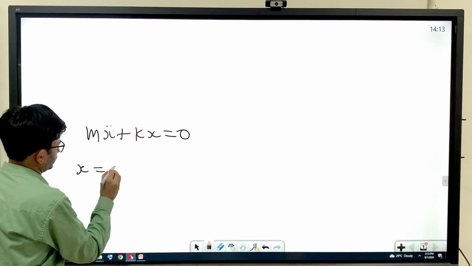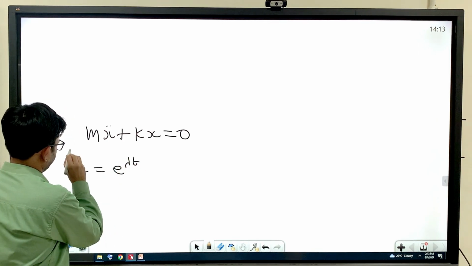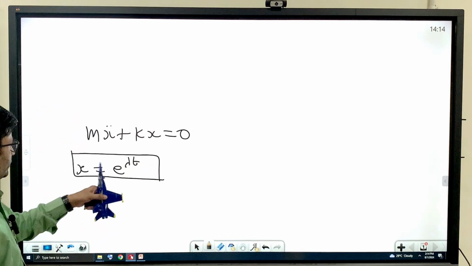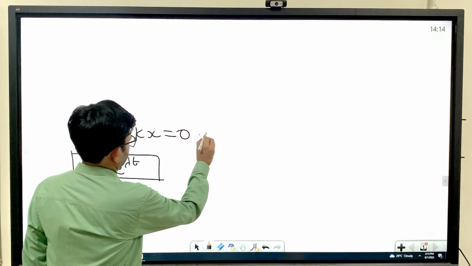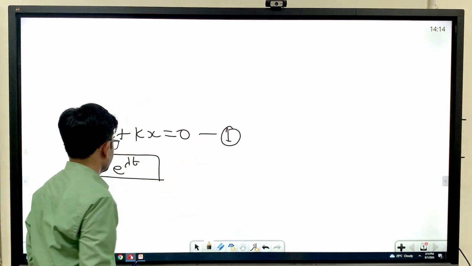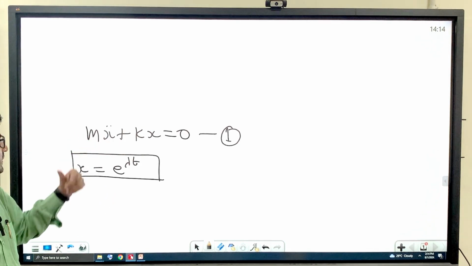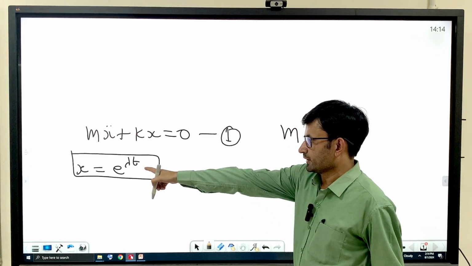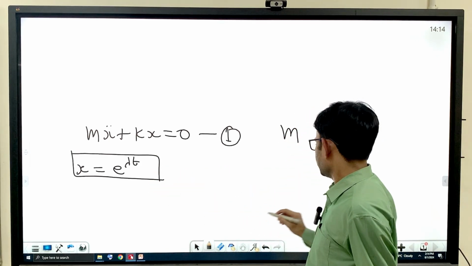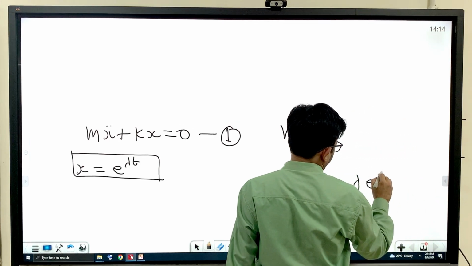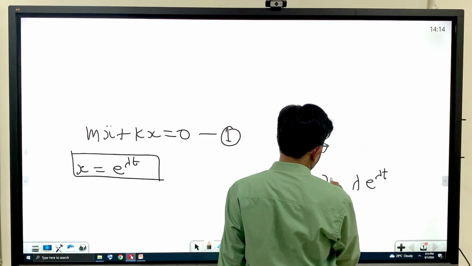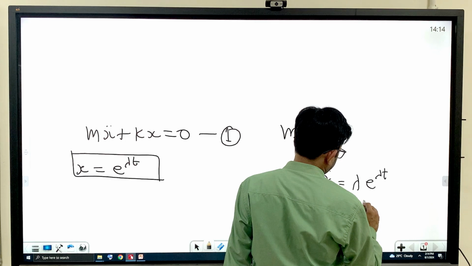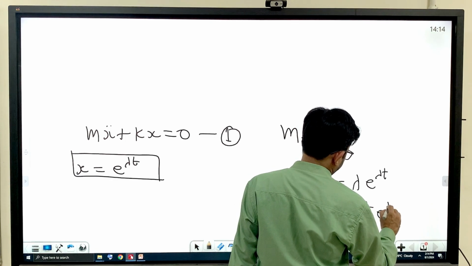If you assume x equal to e to the power lambda t, you substitute in this equation 1 because you have assumed this is a solution. What is the first derivative of e to the power lambda t? Lambda e to the power lambda t. And what will be the second derivative? Lambda into lambda will become lambda square e to the power lambda t.